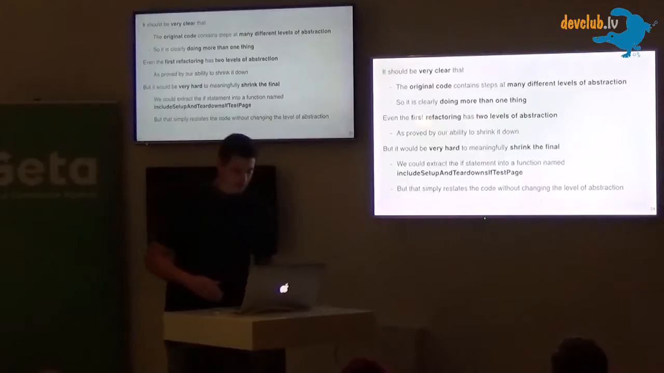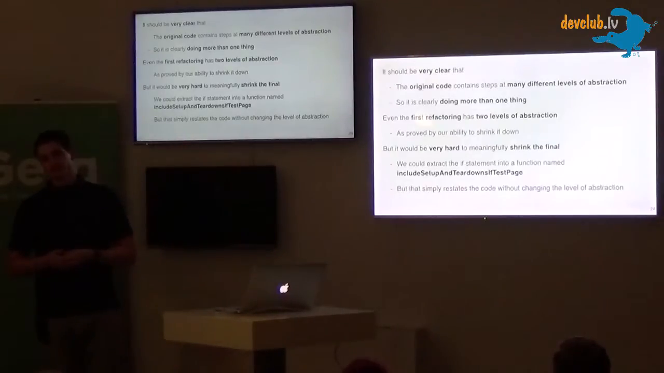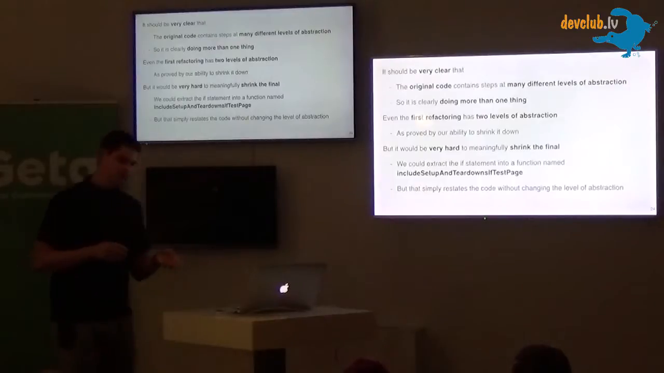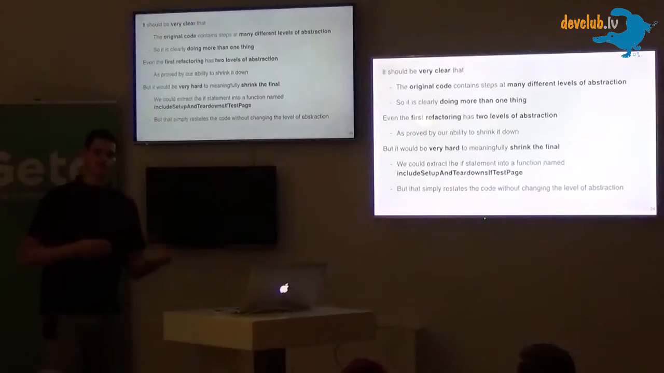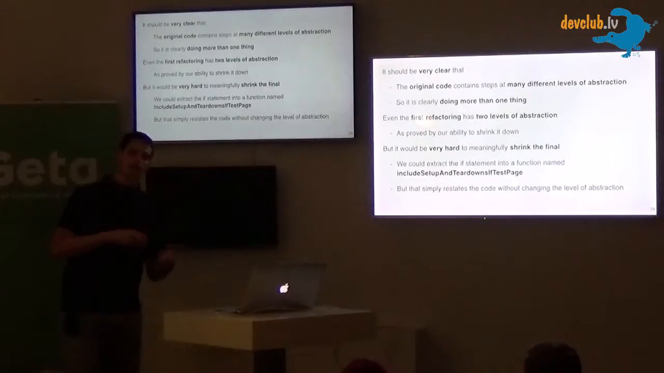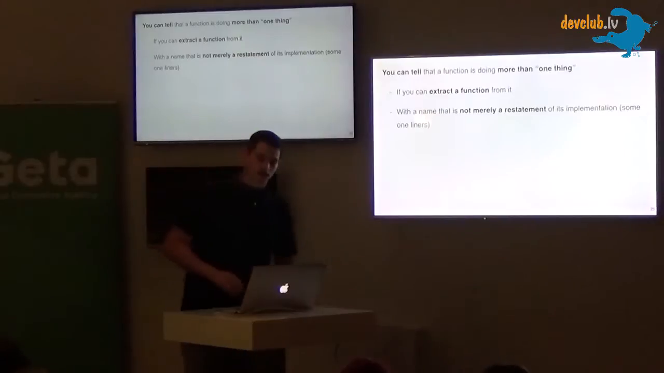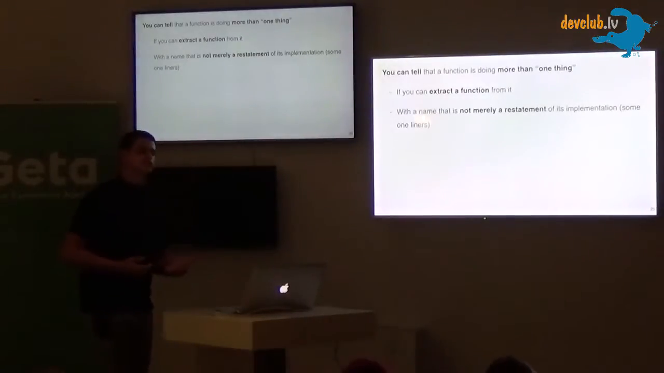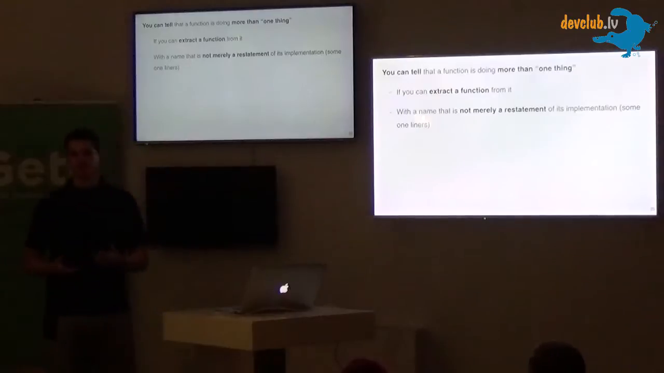So, coming back to this, you should really shrink your functions. Until what point should I shrink my functions? I should shrink my functions to the point that I can't shrink them anymore, where I can't extract anything from that function other than what is merely a statement of what is going on. So how can you tell that a function is doing more than one thing?